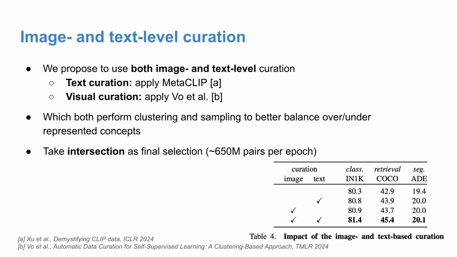In this work, we propose to leverage both modalities and apply the text-based curation proposed in MetaCLIP, as well as the visual curation strategy of Vo et al. We finally take the intersection of both outputs to create our final selection, and we observe that best performances are obtained when using this intersection.